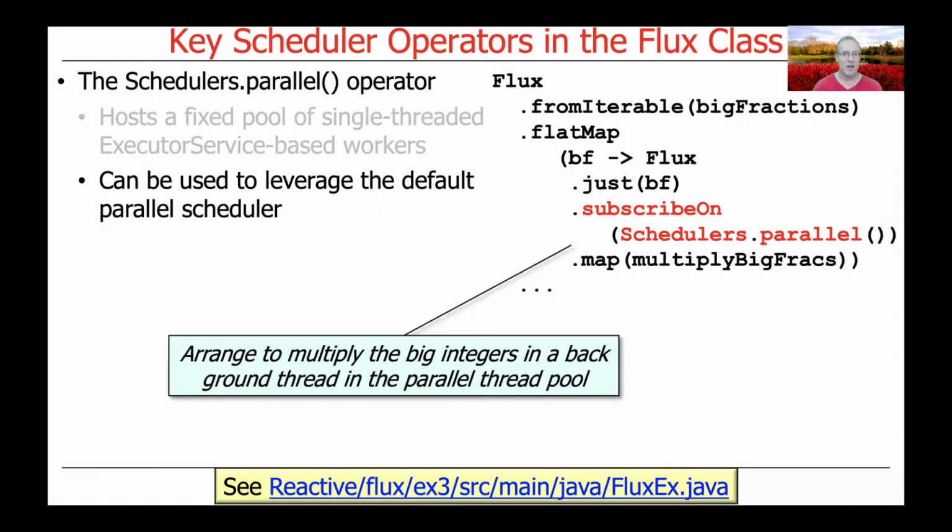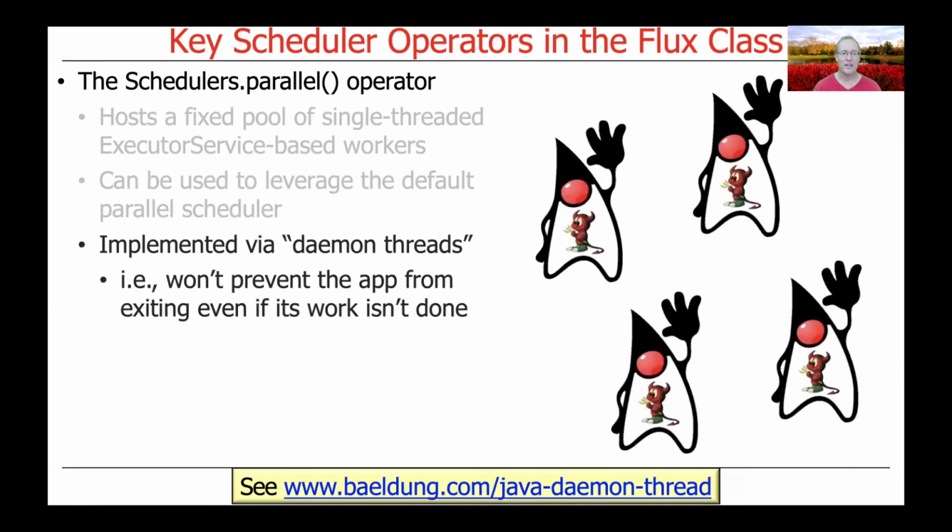You can use this method in order to leverage the default parallel scheduler. So here's an example that we'll talk about later when we get to the case study, where we're going to go ahead and schedule all these different operations to multiply big fractions in a background thread that's part of the parallel thread pool. And you can see how we call subscribeOn, passing in Schedulers.parallel to provide the parallel context for this computationally intensive task to run.